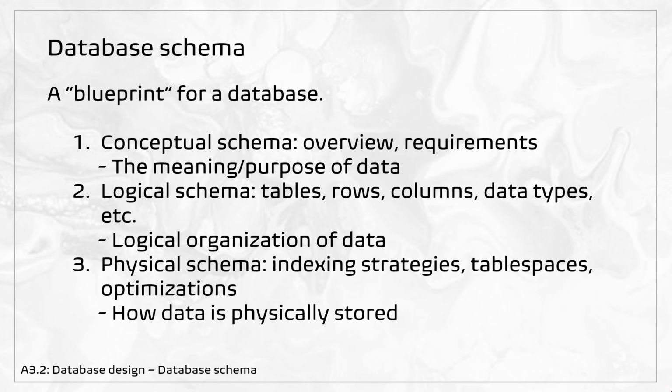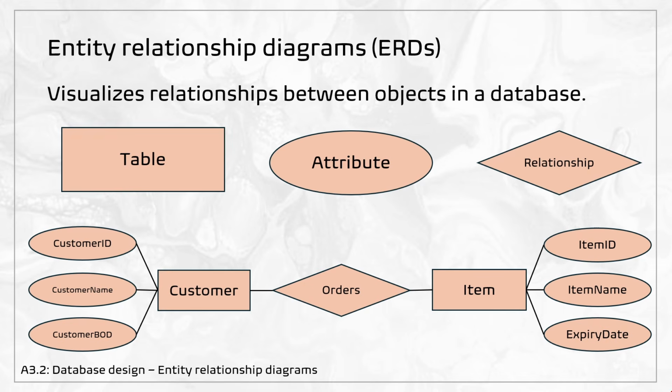Finally, there's physical schema, which goes into all the in-depth details about how data is physically stored. The physical schema works closely with the associated hardware and the database system that will be used. Physical schema deals with things like indexing strategies, performance optimization, and file structures. Database schema allows databases to be planned out before they are actually made.